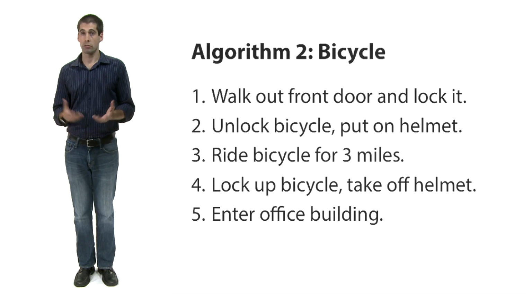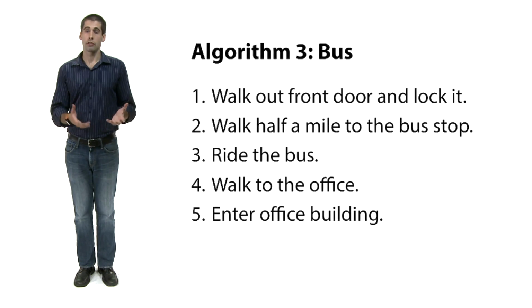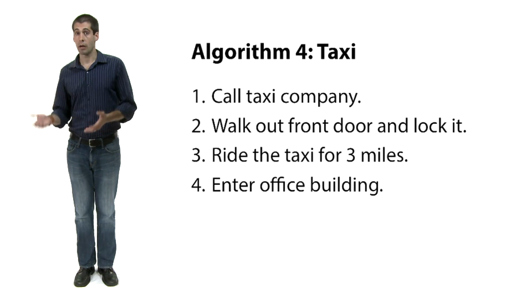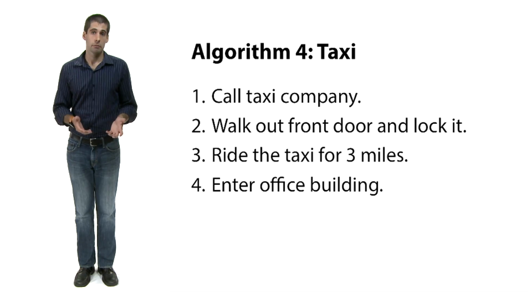Algorithm 3, which is the bus, well, I walk out the front door and lock it again. I walk half a mile to the bus stop. I ride the bus, and then I walk the short distance from the bus stop to the office, and I enter the office building. Algorithm 4, I call the taxi company. I walk out the front door and lock it, get in the taxi and ride the 3 miles, and then I enter the office building. As you can see, each of these methods does the same thing, gets me from home to work.